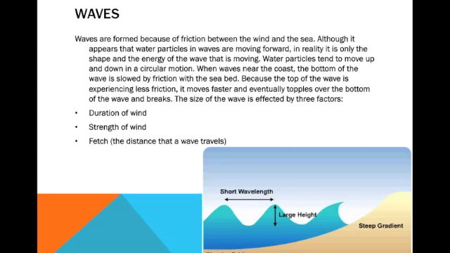when they are near the coast, the bottom of the wave is slowed by friction with the seabed. Because the top of the wave is experiencing less friction, it moves faster, and eventually topples over the bottom of the wave and breaks. The size of the wave is affected by three factors: the duration of the wind, the strength of the wind, and the fetch, which is the distance that a wave travels.